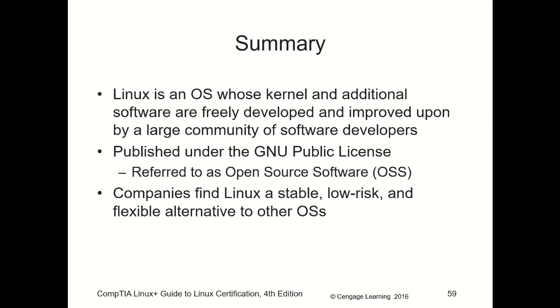So, in summary, we can say from this lesson that Linux is open source software whose kernel and additional software are freely developed and improved upon by a large community of software developers. It is published under the GNU General Public License, referred to as open source software. Companies find Linux a stable, low risk and flexible alternative to other operating systems.